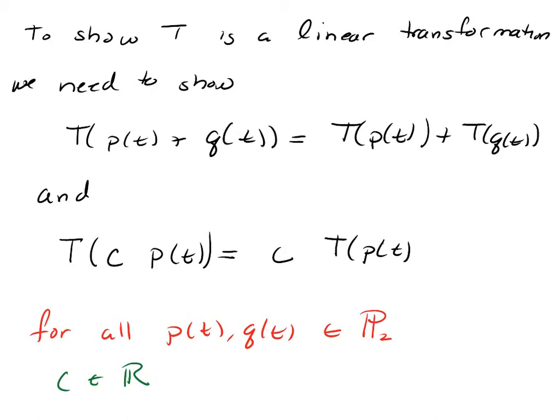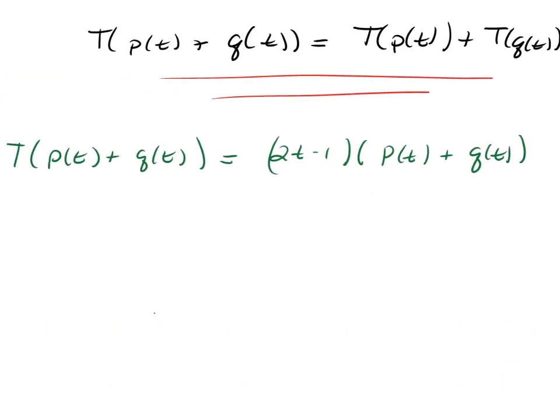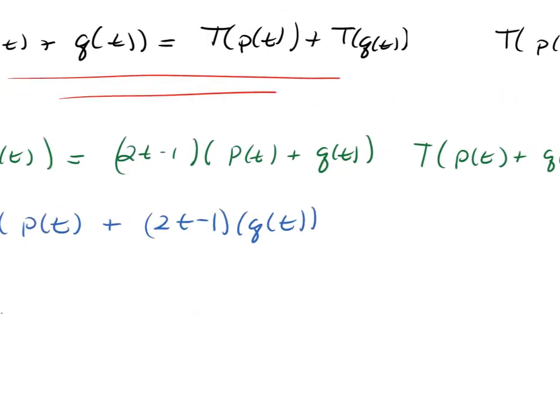So what you're doing is you're trying to show this fact and this fact together. So I'm just going to start with the first one. T of a mess is 2t minus 1 times the mess. That's a definition of what T does to a polynomial. So it doesn't matter if there's 2 polynomials inside there. You still apply it the same way.